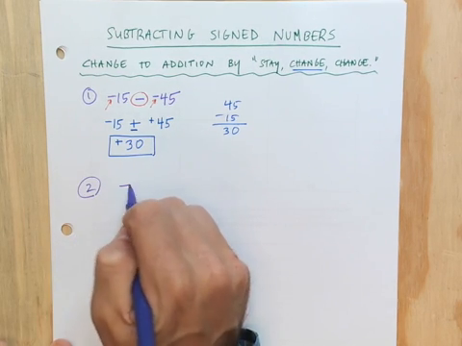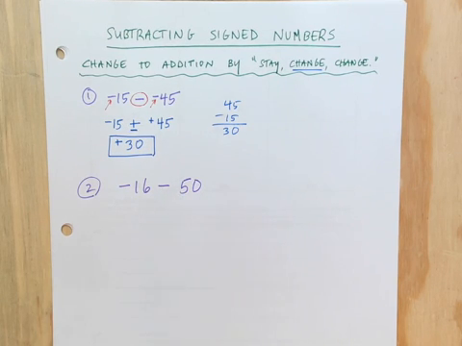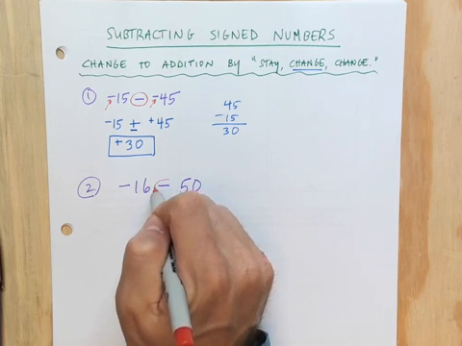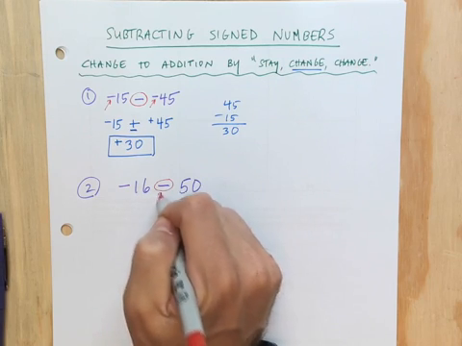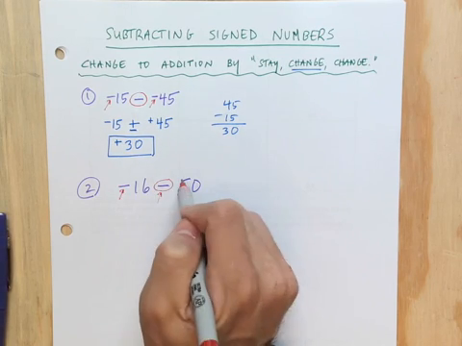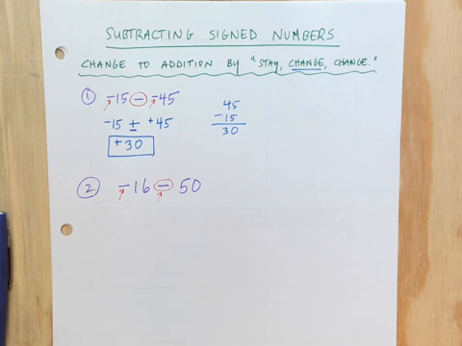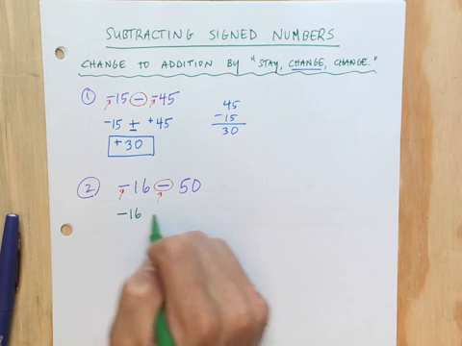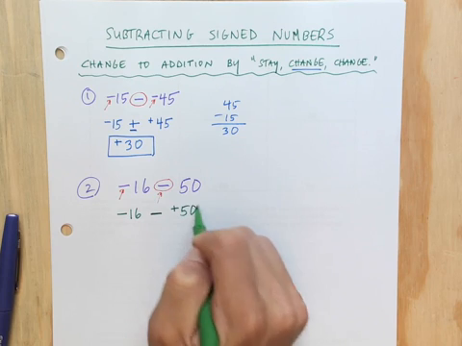Here I'm going to have negative 16 minus 50. I want to make sure I have an operation and signs on the numbers. Here I see the operation is subtraction. I see this is negative and there's no sign on the 50. When a number doesn't have a sign, we remember that that's positive. So I'm going to rewrite this question as negative 16 minus positive 50.